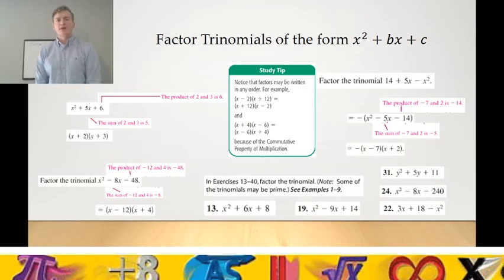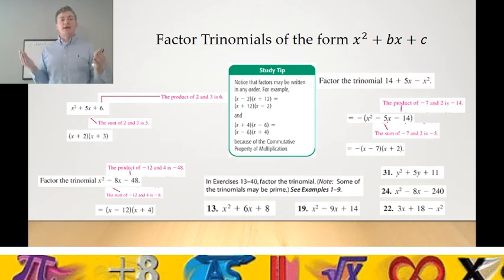Number 31 at the bottom right, y squared plus 5y plus 11. We ask ourselves the question here, two numbers that multiply to give you 11, that add or combine to give you 5. Now 11 is positive, the 5 is positive, indicating that if we can find these two integers, they must both be positive. Well, what two numbers can multiply to give us 11? We have 1 times 11, and that's it. 11 is a prime number. There are only two integers that multiply to give us 11. We have a positive 1 and a positive 11. We also have negative 1 times negative 11.